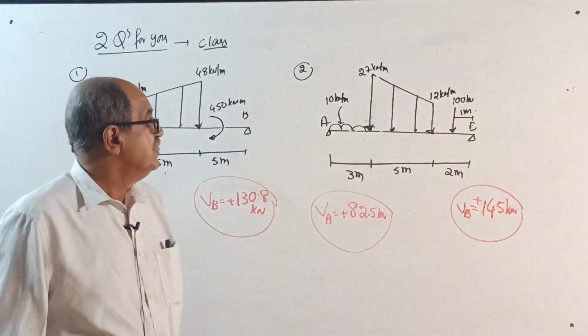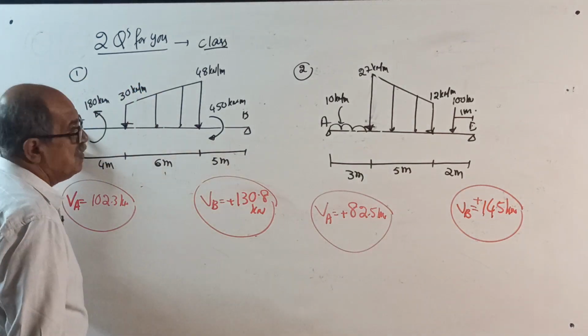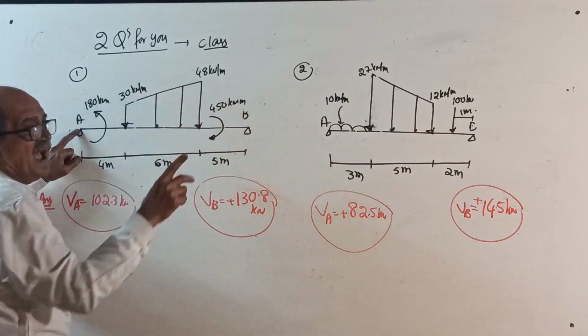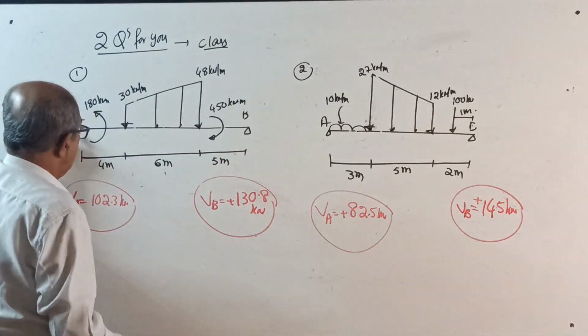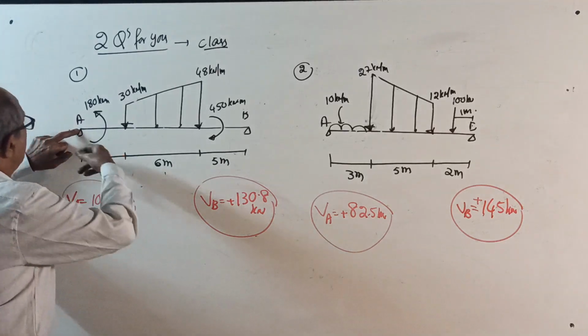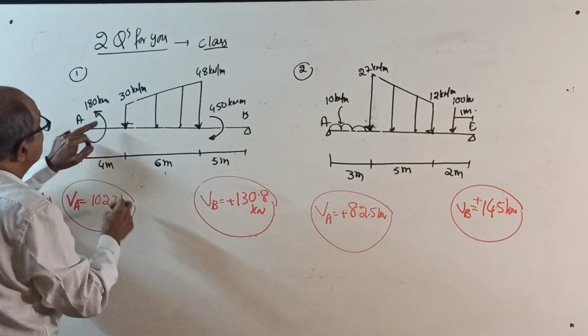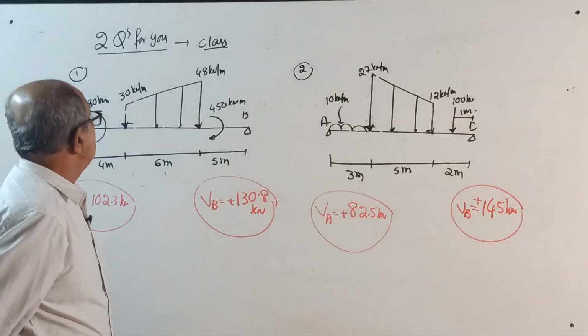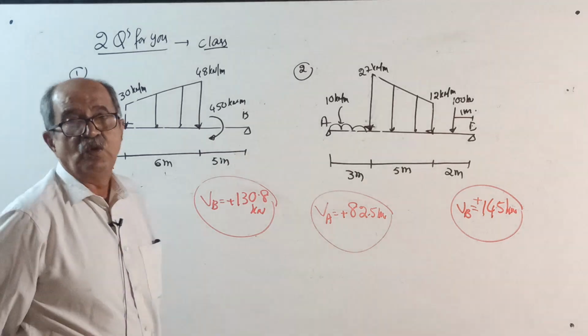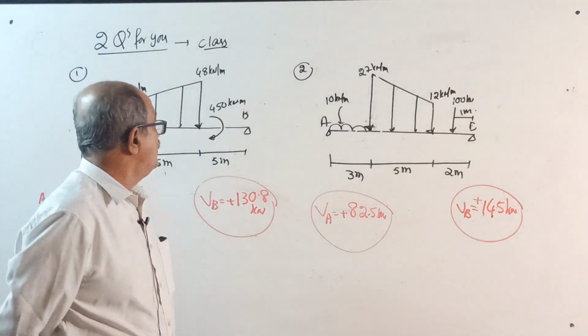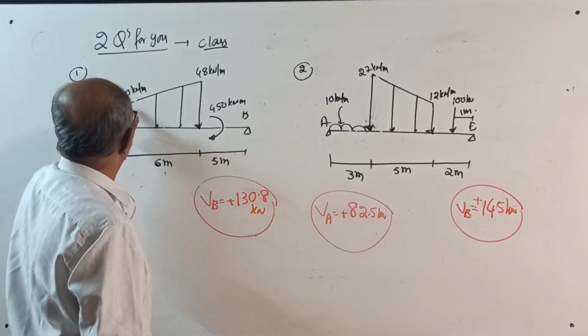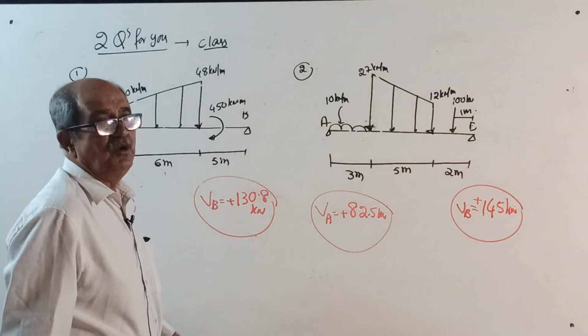See, this question, I will take moment about A. First, trapezium as it is. Minus VB into 15 plus 450 minus 180 plus bracket 30 plus 48 divided by 2 into 6 into bracket 4 plus 30 plus twice of 48 divided by 30 plus 48 into 6 by 3 equal to 0. You get VB. Sigma V is 0. VA plus VB minus bracket 30 plus 48 divided by 2 into 6 equal to 0. You get VA.